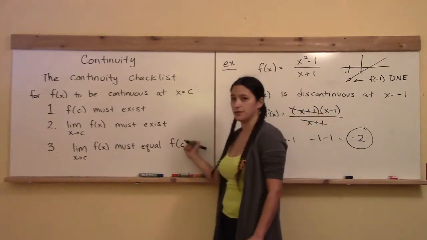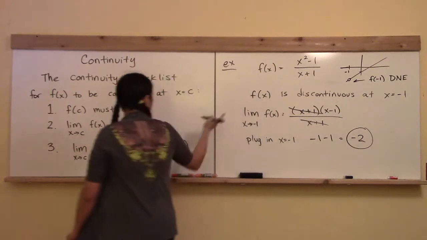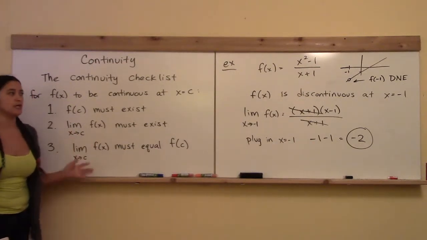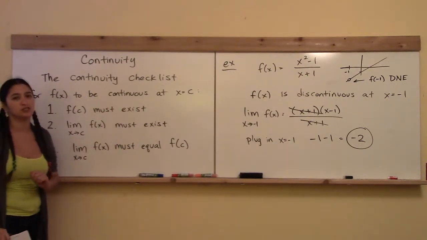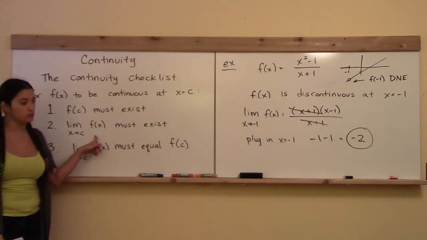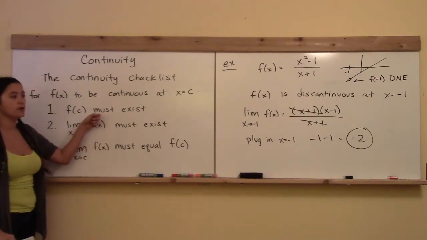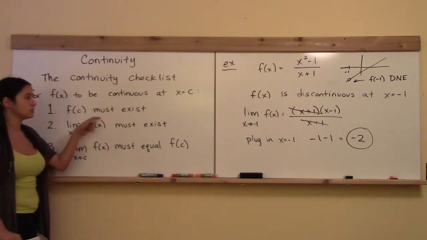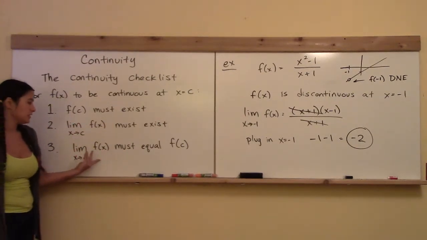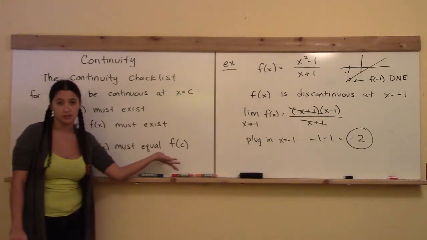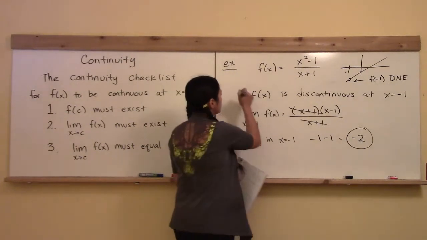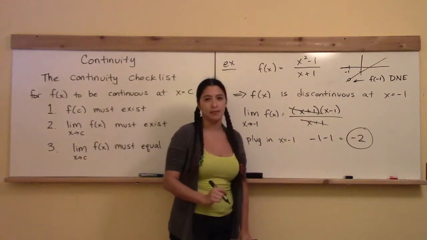Now let's go over the continuity checklist when we're comparing it with this exercise. Which part of the continuity checklist has broken down here for me to conclude that f of x is discontinuous at x equals -1? The limit exists. We just showed that the limit is equal to -2. However, the function itself does not exist. So this is the part that broke down. And because number 1 broke, number 3 can't even be checked, because this point doesn't exist. So actually numbers 1 and 3 have both broken down for us to conclude that it's discontinuous at that point.